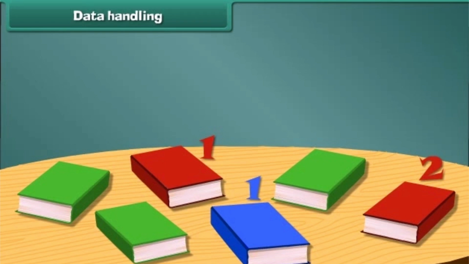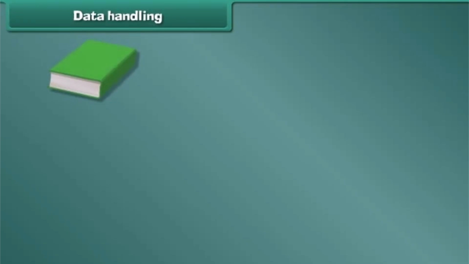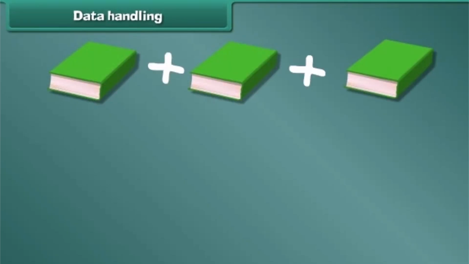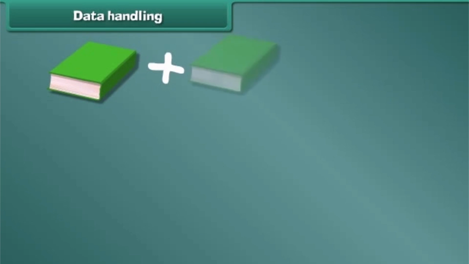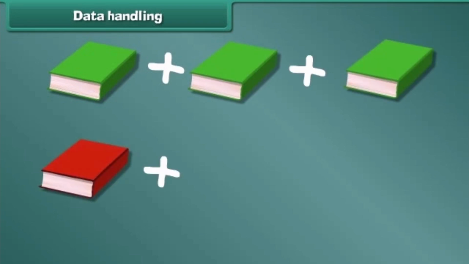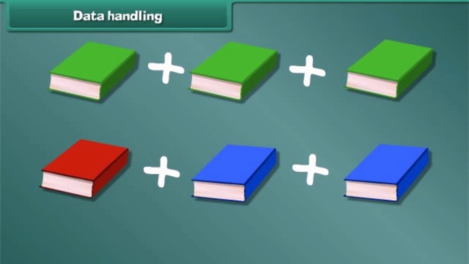How many green-colored books do you see? 1, 2, 3. There are 3 green-colored books. 1, 2, 3, 4, 5 and 6. We have arranged the data of all 6 books in a bookshelf.